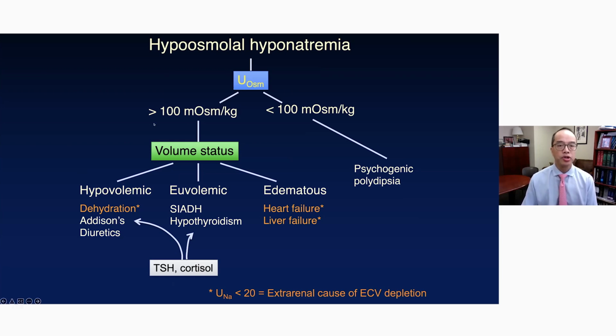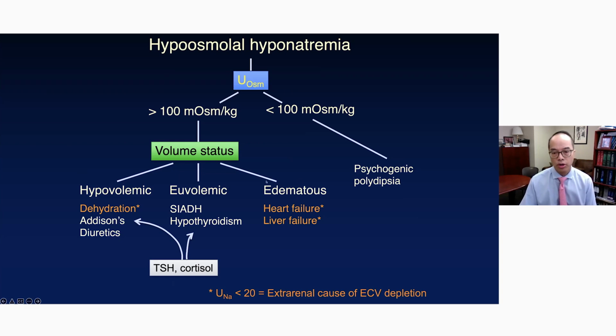But most patients have a urine osmolality that is inappropriately high. Usually they have elevated vasopressin levels for one reason or another, and determining their volume status clinically can help us distinguish between them. So there are patients who are hypovolemic due to loss of salt and water, whether it's from diarrhea or vomiting or diuretics or adrenal insufficiency. These can all cause hyponatremia, and they do so because they cause non-osmotic vasopressin secretion.